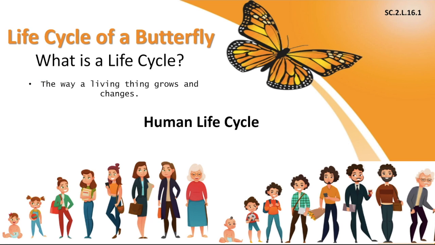What is a life cycle? A life cycle is the way living things grow and change. As you can see here, this shows the life cycle of a human. Start out as a baby, then a child, then a teenager, working your way up to an adult, and then you become older. This is the same way for men, women. All human beings go through their life cycle.